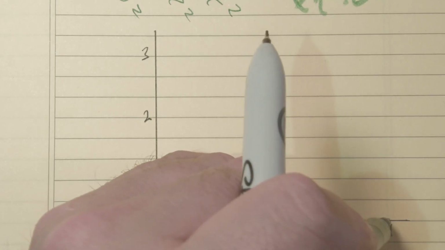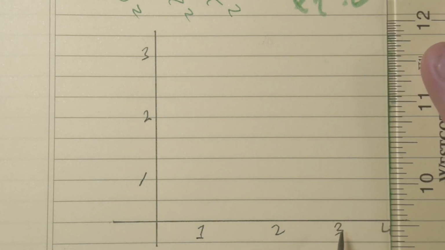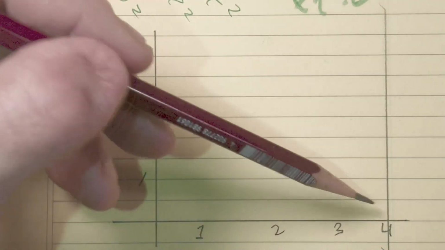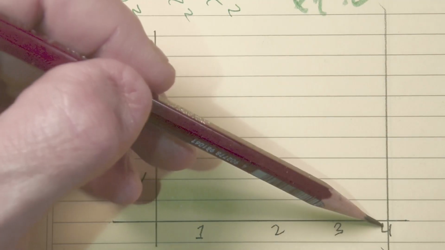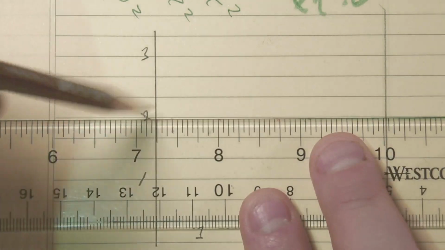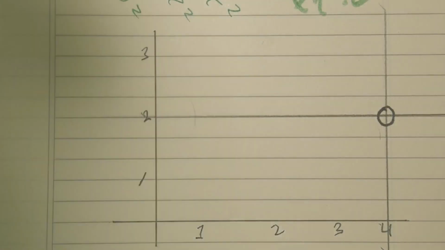So I go over to 4. If you're just starting out with this, I often tell people, go over to 4 and take a ruler and draw a vertical line with the pencil. Now, that was 4 input. What was the output? It was 2. Go over to 2, make a horizontal, and then where they intersect, that's the point. If you're just getting started, that might help you. That right there is the point 4, comma 2.